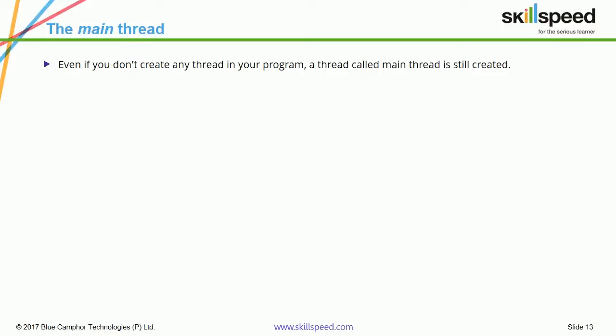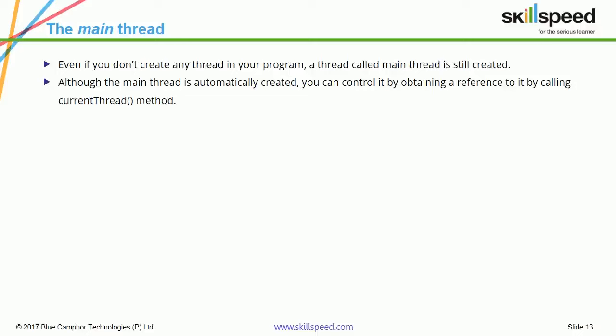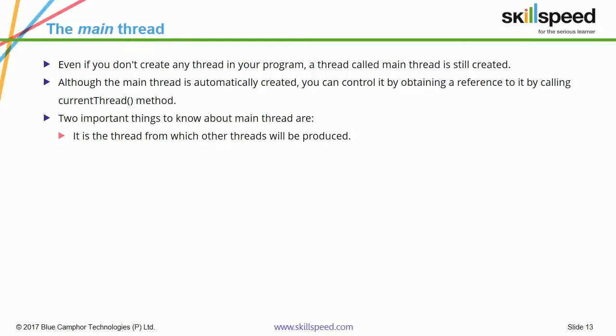Even if you don't create any thread in your program, a thread called main thread is still created. Although the main thread is automatically created, you can control it by obtaining a reference to it by calling the currentThread method. Two important things you should know about main thread are: it is the thread from which other threads will be produced, and main thread must always be the last thread to finish execution.